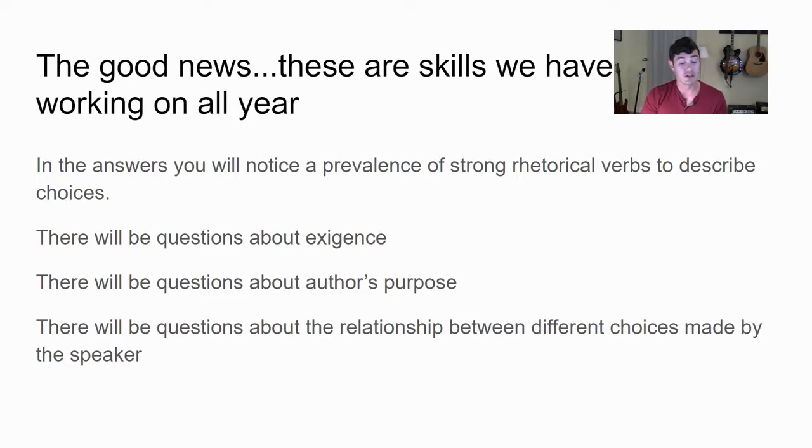You'll find questions about exigence. That's why we've added that. That's why we talk about that with Space Cat and the rhetorical situation itself. What is the exigence of this? There will be questions about the purpose. There will be questions about the relationship between different choices made by the speaker. And I talk about that when you analyze rhetoric. If you could explain the interaction of different choices, it makes your analysis more sophisticated. And to do well on the multiple choice, having an understanding of that will serve you very well.